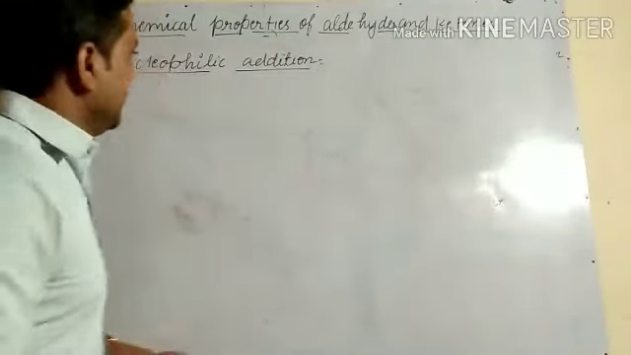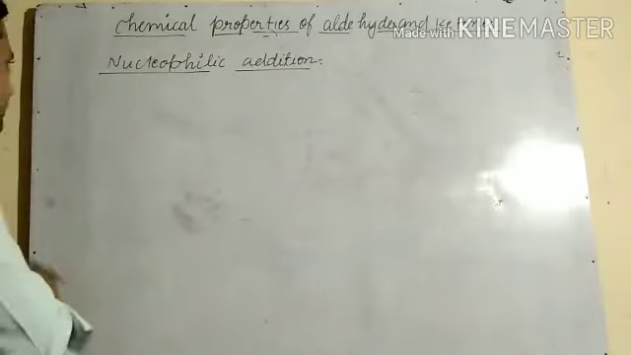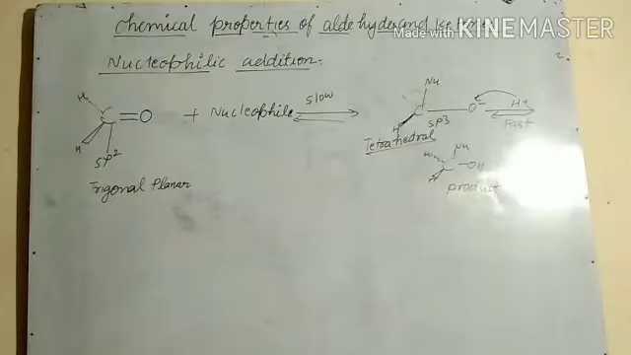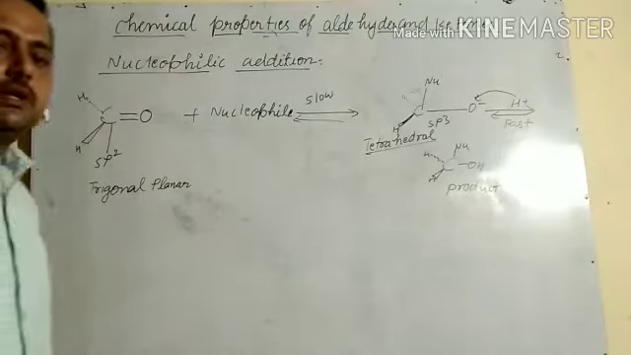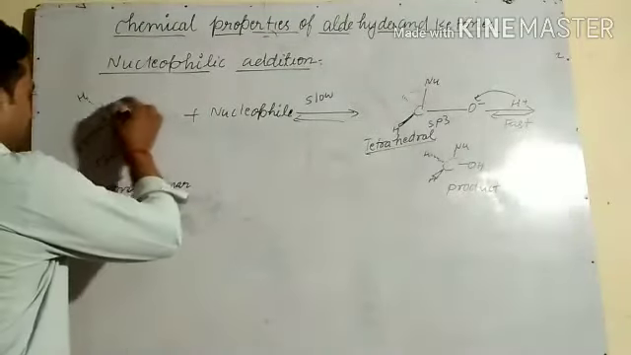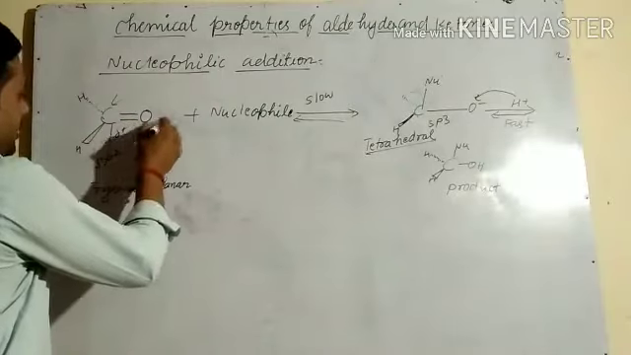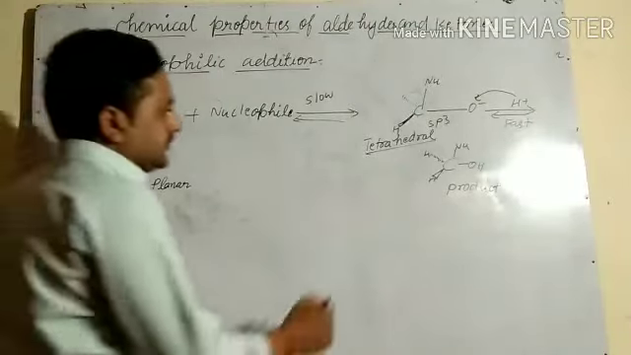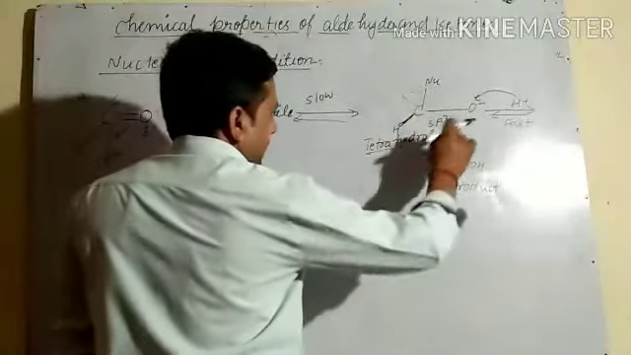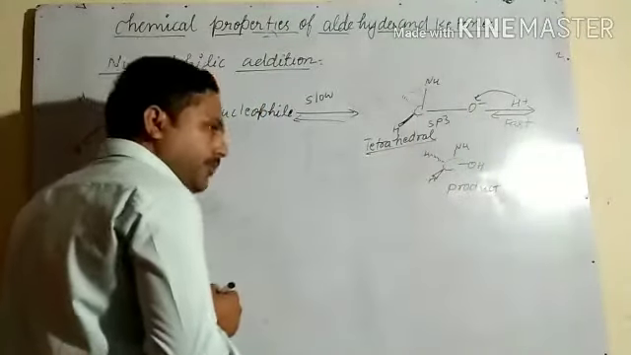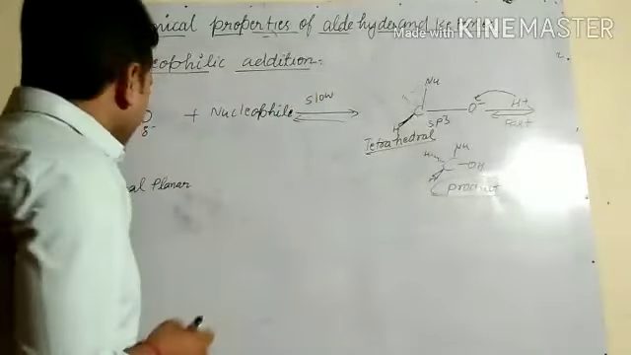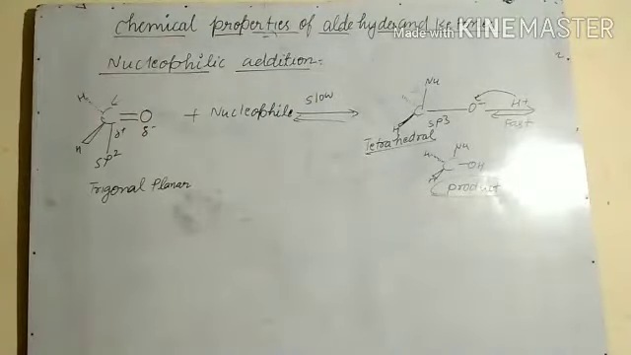So how does the nucleophilic addition reaction take place here? In nucleophilic addition reaction, the nucleophile attacks the carbonyl carbon and forms an intermediate. This is the intermediate, and it abstracts hydrogen from the medium and gives the addition product. Let us see how it happens.